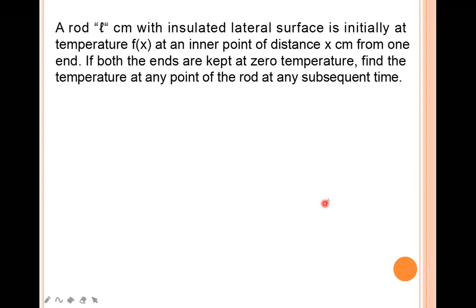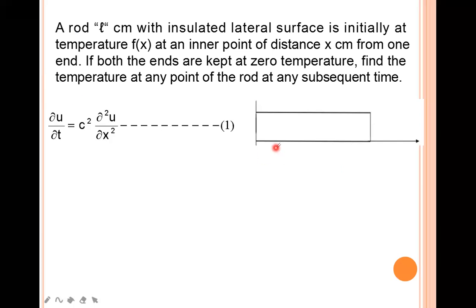A rod of L centimeters with insulated lateral surface is initially at a temperature f of x at an inner point of distance x centimeters from one end. If both the ends are kept at zero temperature, find the temperature at any point of the rod at any subsequent time. So given, suppose we consider a rod of length L centimeters, initially at a temperature f of x at any inner point of distance x centimeters from one end. So this is the general form of the one-dimensional heat equation.